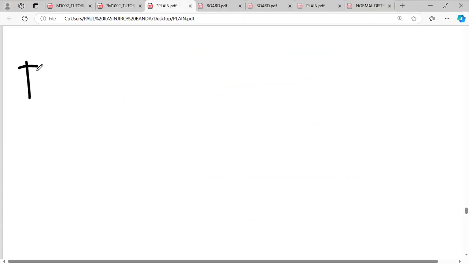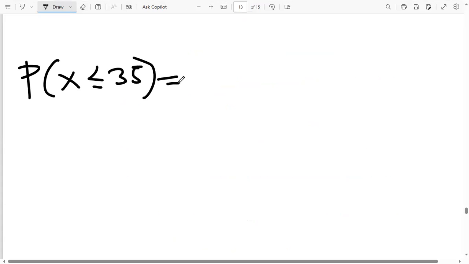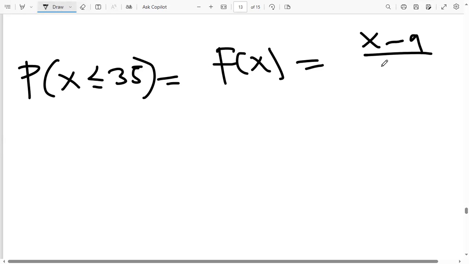So we are finding the probability of x being less than or equal to 35. What formula do you use for finding the probability under uniform distribution? Let me write it like this. The cumulative distribution F of x is equal to x minus a, over b minus a. So this is what we get.